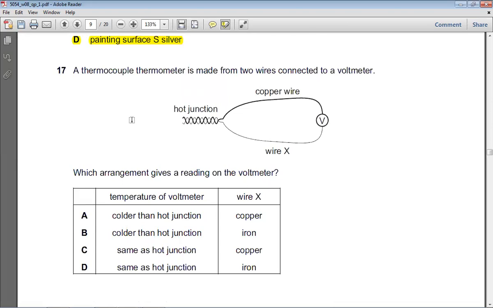A thermocouple thermometer is made from two wires connected to a voltmeter. Which arrangement gives a reading on the voltmeter? You see, this is a thermocouple thermometer. Here we have its hot junction.